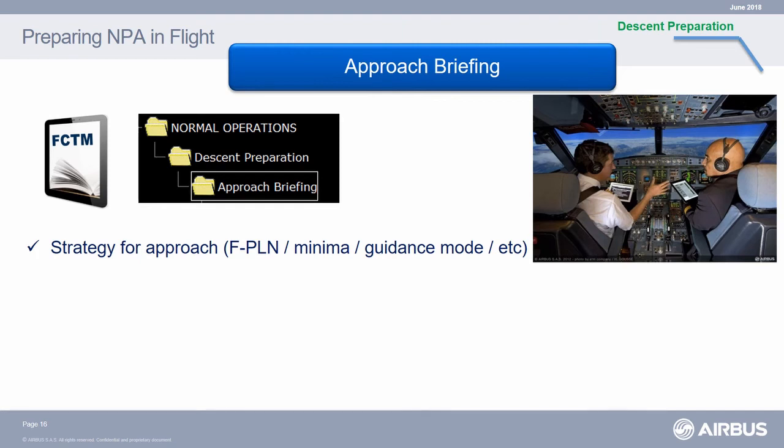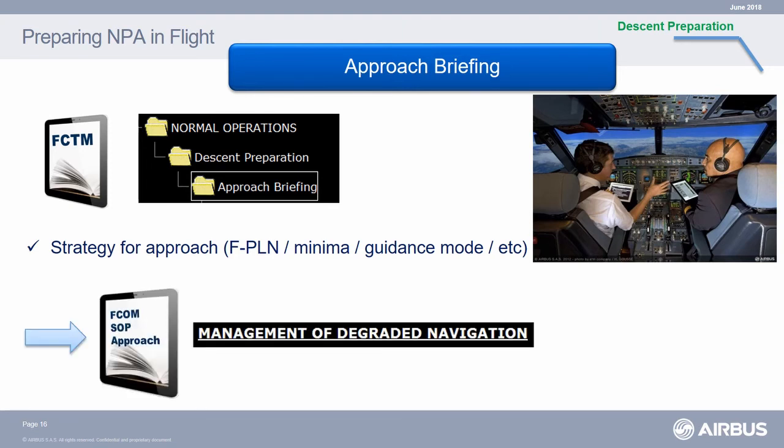But in addition to this briefing, you can add also a reminder of the conditions that could make you abort the approach during the final descent. And these conditions are described in the chapters Management of Degraded Navigation.